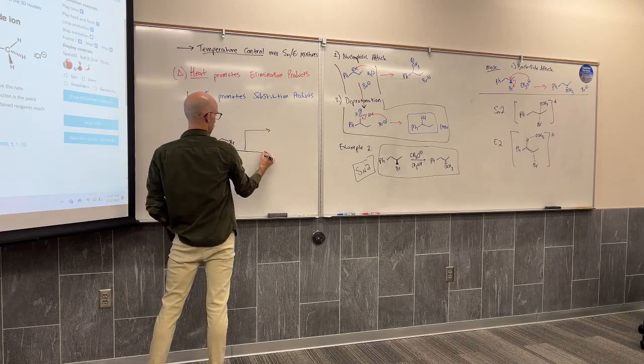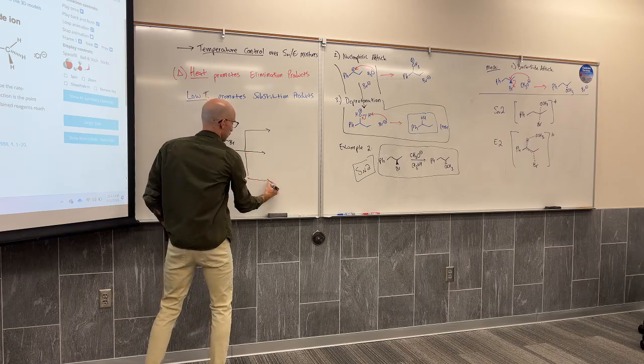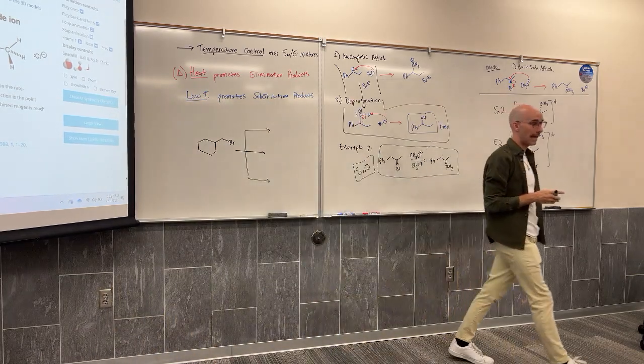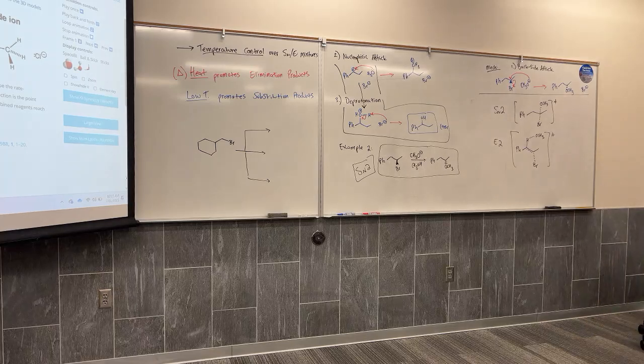So let's take bromomethylcyclohexane. And we're going to show what products form in 3 different conditions.